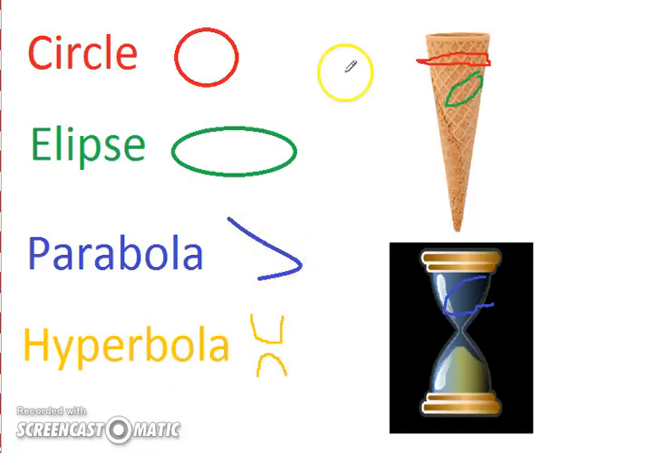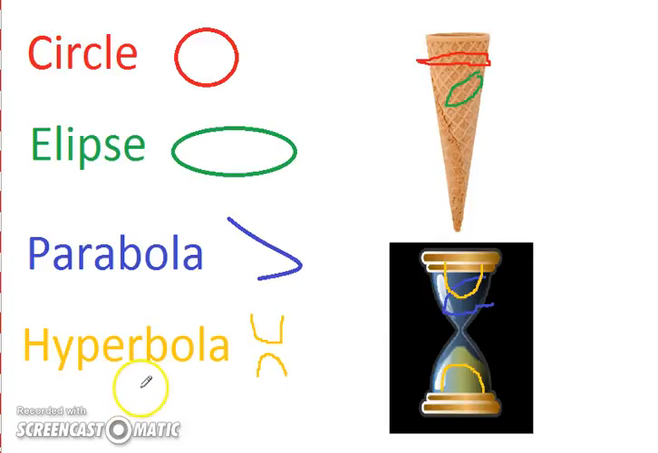If I wanted to get a hyperbola, what I would do is actually make two cuts. The first one would be here at the bottom, and the second one would be here at the top. And so basically you'd be looking at two different sections. They would look similar to a parabola, but you would have both the top and the bottom of the hourglass.